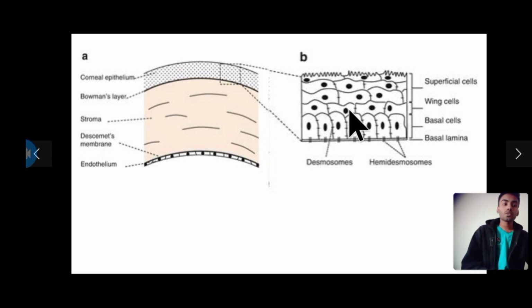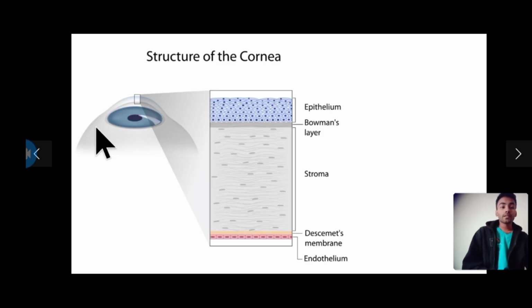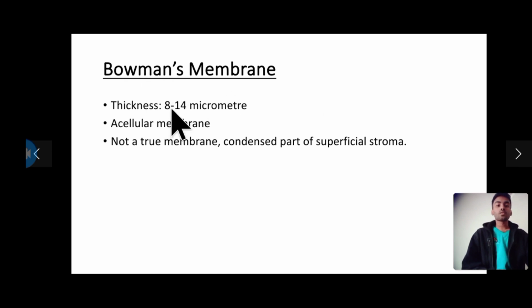So let's discuss the number 2 layer, that is the Bowman's membrane. We have completed the epithelium layer, and after the epithelium, the very narrow layer is the Bowman's layer or Bowman's membrane. The thickness of the Bowman's membrane is 8 to 14 micrometer. The most interesting fact about this Bowman's membrane is that it is an acellular membrane. This acellular membrane means this layer of the cornea does not have any cells. As there are no cells, there is no mitosis, and this is the reason why the Bowman's membrane does not regenerate.